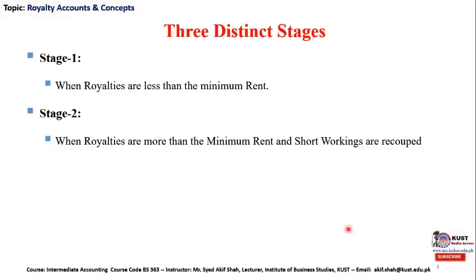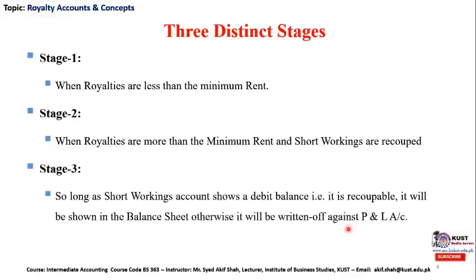Therefore, the rules are that the agreement between lessor and lessee allows us to recoup or recover our short working, which was paid in the initial years of the business operations. And then finally, we'll conclude these accounting entries in stage number 3, when the short working account shows a debit balance until it is recoupable and recoverable, and then it will be shown on the balance sheet. Otherwise it will be written off against the profit and loss account. So we will discuss the accounting entry where we will write off the short working against the profit and loss account.